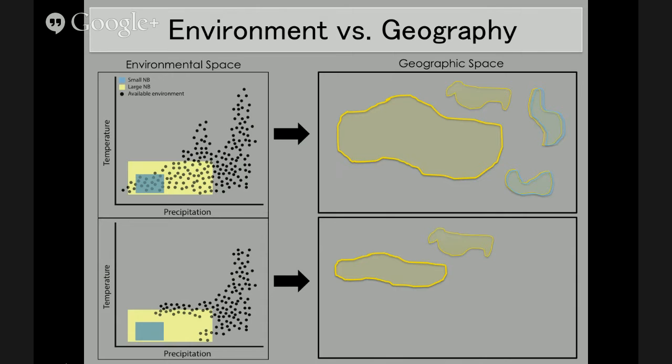So in the example here, the species with the smaller blue niche, which you can see in environmental space, loses all of the existing environmental conditions. And that means that it's no longer present in geography. This is really just to illustrate the dynamic among species' niche characteristics, environmental change, and potential distributions, and how complex these dynamics can be. And this is without even considering the added complexity of dispersal and where a species can actually get to in geographic space.